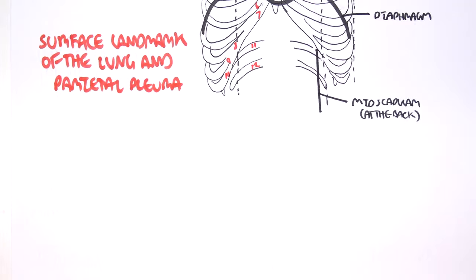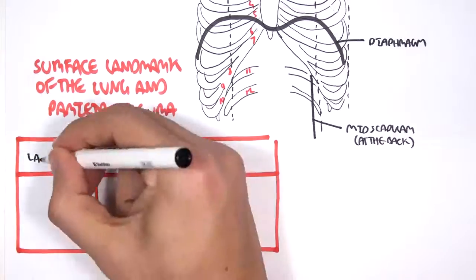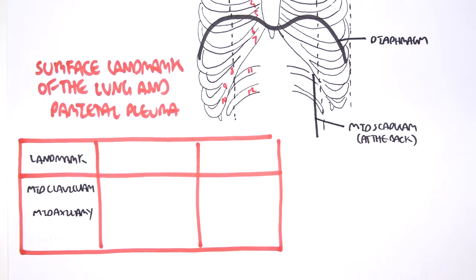So again, the pleura is essentially a membrane that covers our lungs. And the pleura can be divided into parietal and visceral pleura. Visceral pleura is the one that covers all our lungs, and the parietal pleura is the layer above it.